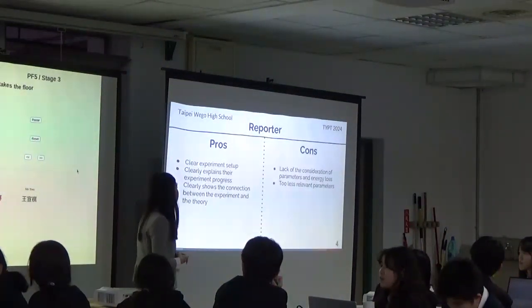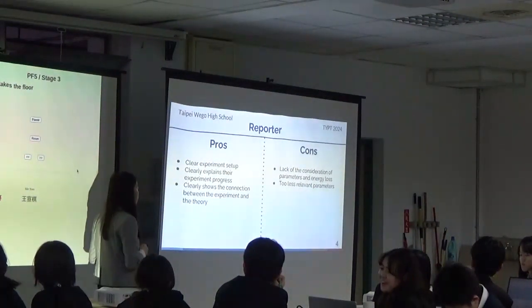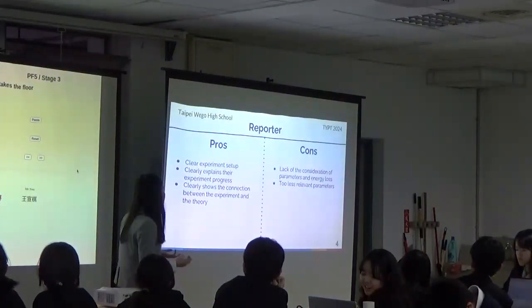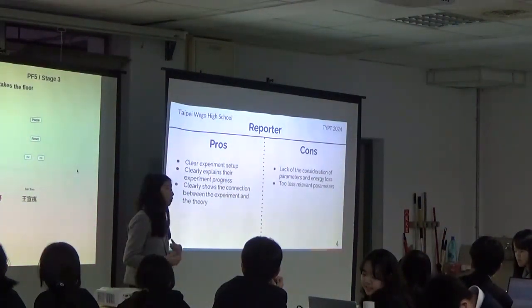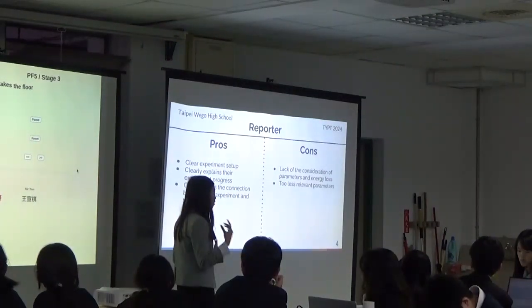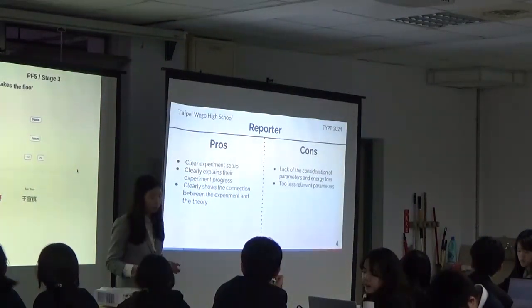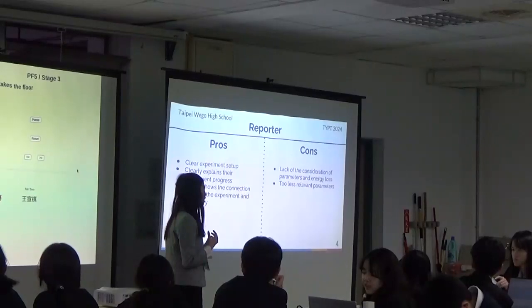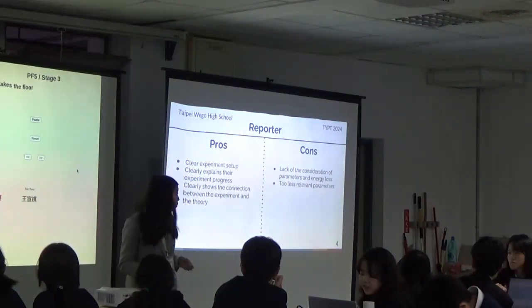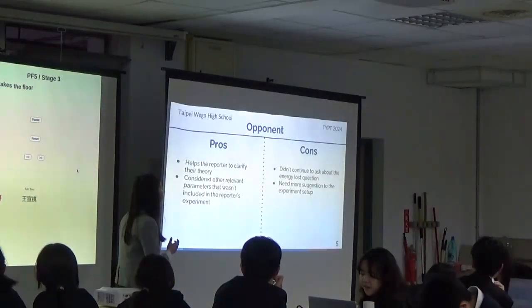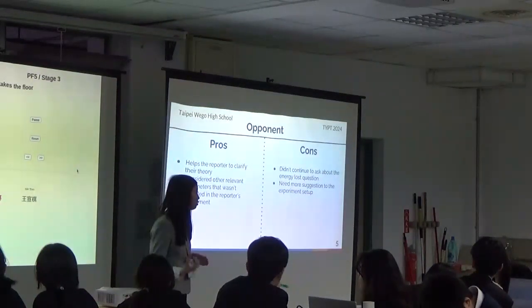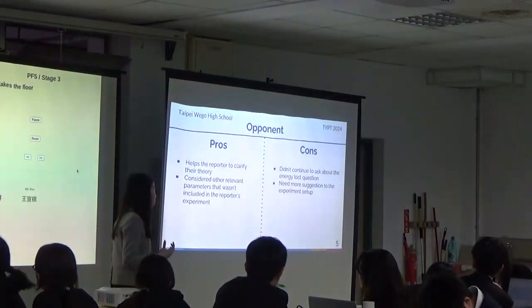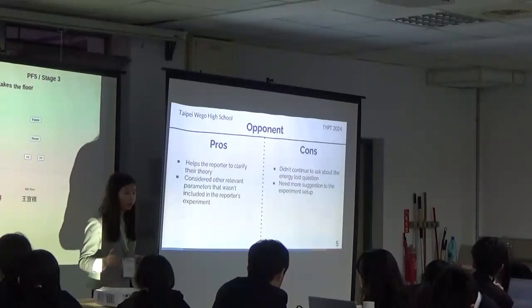This is the pros of the reporters. They have their experiment set up and clearly explain their experiment progress, and clearly show the connection between the experiment and theory. However, they lack consideration of the parameters and the energy loss, and they have too few relevant parameters. For the opponents, it is important to clarify their theory and consider other relevant parameters that weren't included in the reporter's report.